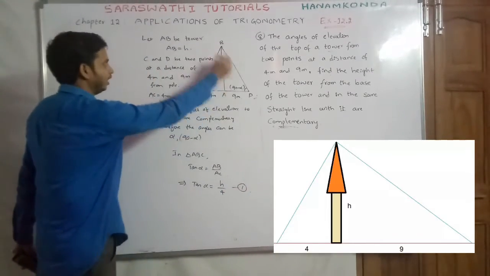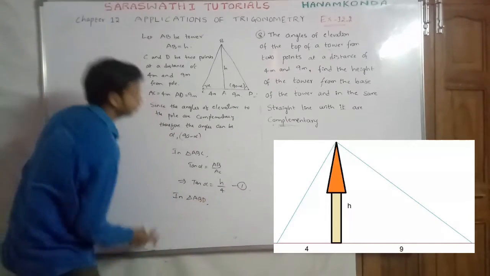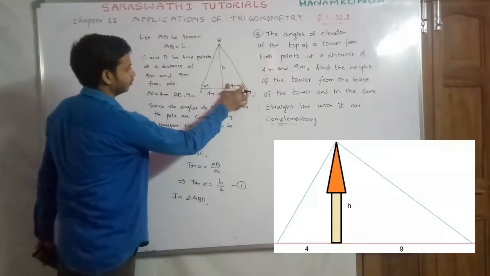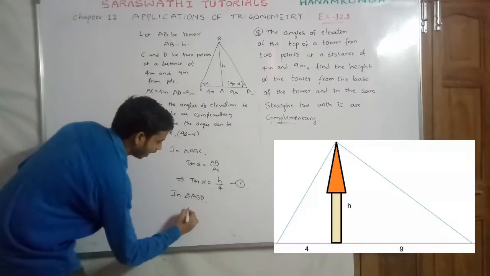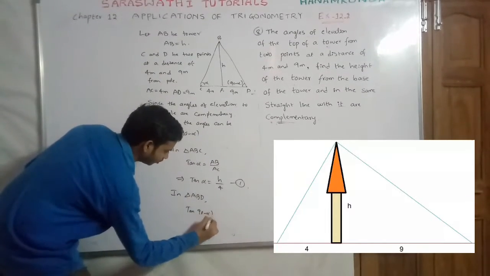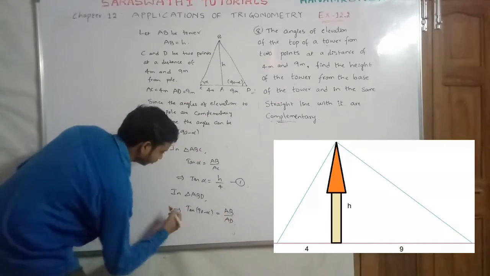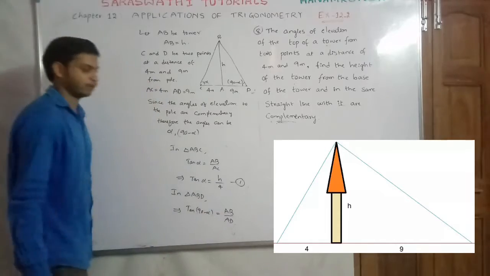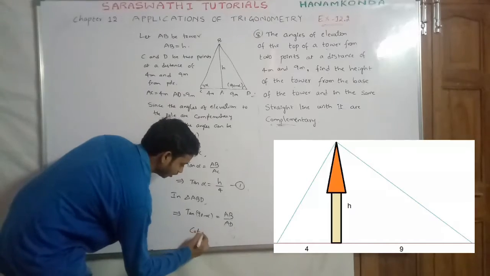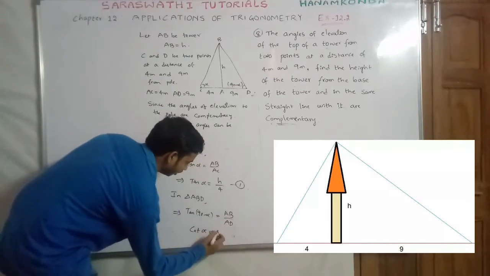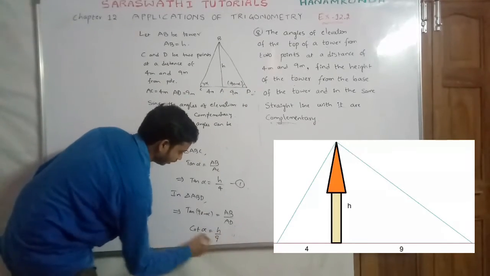Now in triangle ABD, tan of 90 minus alpha equals opposite by adjacent. Here opposite is AB and adjacent is AD. So tan of 90 minus alpha equals AB by AD. We know that tan of 90 minus theta is cot theta, so tan of 90 minus alpha is cot alpha. So cot alpha equals AB, that is h, by AD, which is 9. So h by 9.